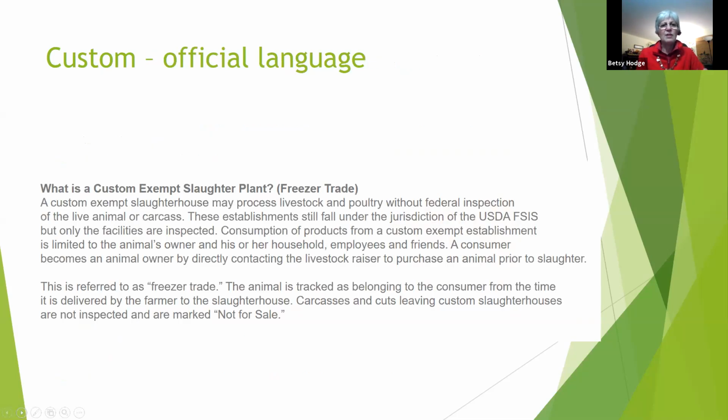This is the official language. Again, I'm not going to read this. You'll have it in your notes. It does say a custom exempt slaughterhouse may process livestock and poultry without federal inspection of the live animal or the carcass, but it has to belong only to the owner.